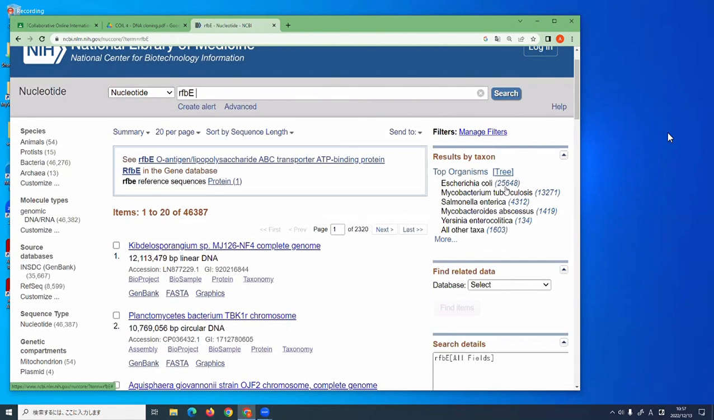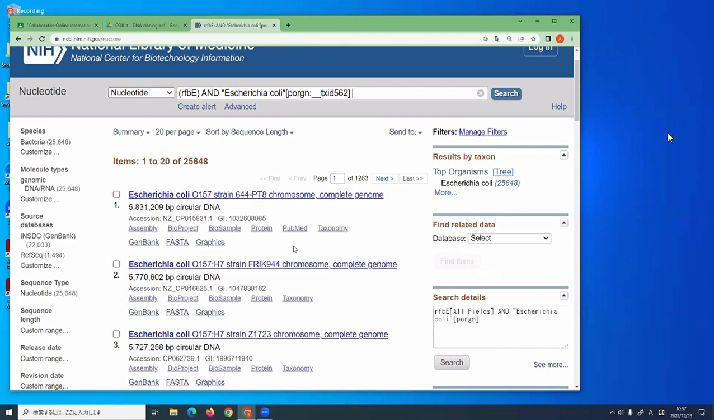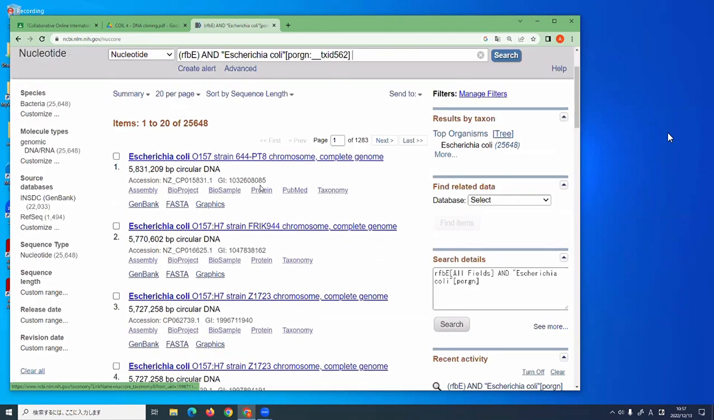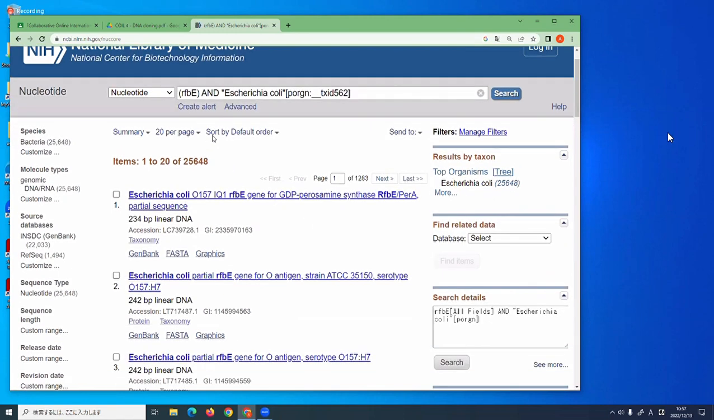Oh, let's go back. Right, all right. So you get E. coli here. So the first one, let's collect all the sequences. If you click E. coli, then you'll get the gene for E. coli. It depends on how you arrange. If you sort by length, you get different ones. Let's go by default order, and I think you can find the gene there.